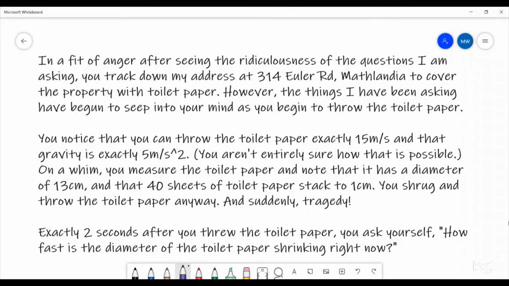Welcome to the Walton Pie. Today we are going to go through a related rates problem. But this is even better than a related rates problem. This is a story related rates problem.